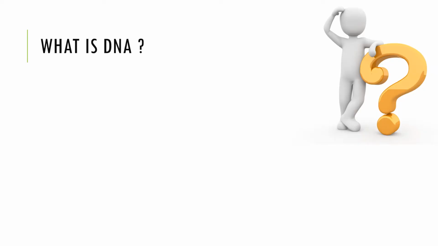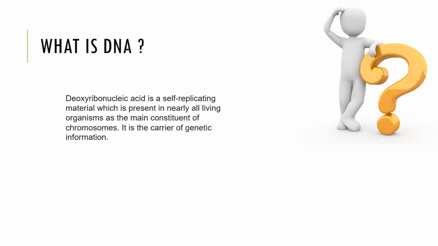So, what is DNA? DNA, or deoxyribonucleic acid, is a self-replicating polymer which is the carrier of genetic information. Now, I'll be discussing the structure of DNA. DNA is a polymer made up of nucleotides. First, we'll see what a nucleotide is.